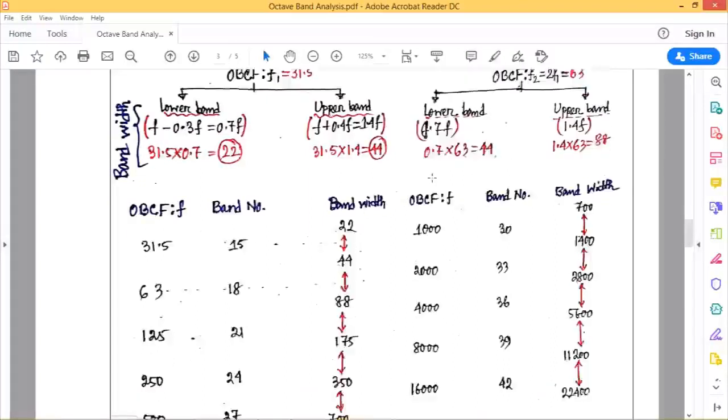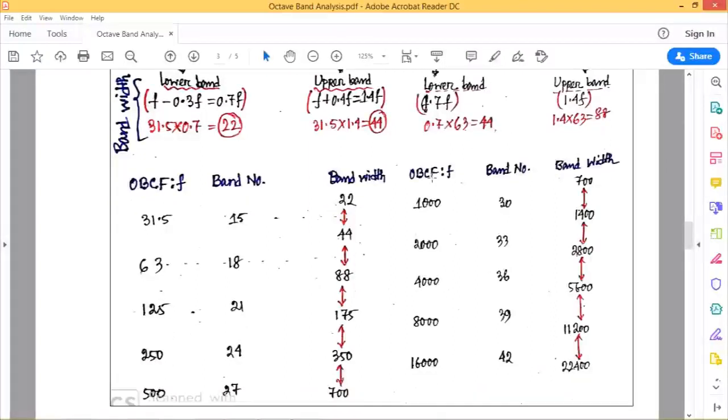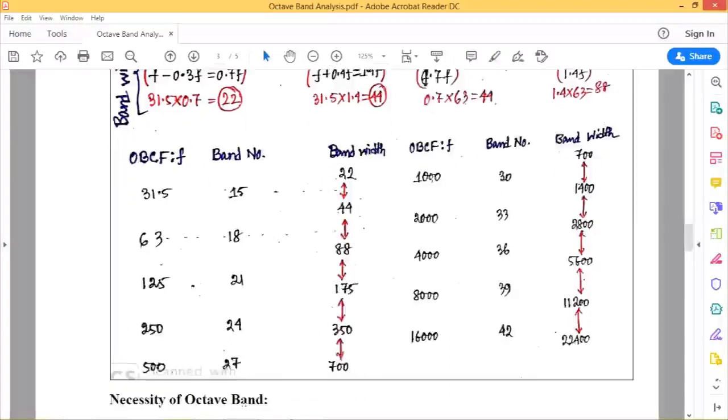Similarly by this process you can easily calculate the range, or the bandwidth, lower band or upper band, for each and every octave. For 31.5 it is 22 and 44. Similarly for 63 it is 44 and 88. Similarly for 125 it is 88 and 175. Okay, almost 88 and 175. To get a round figure, it is written as 175 instead of 176. I have just indicated it with a red arrow, you can see.